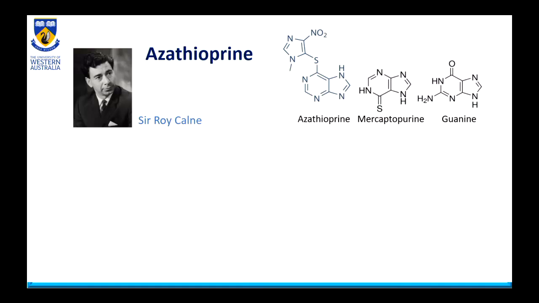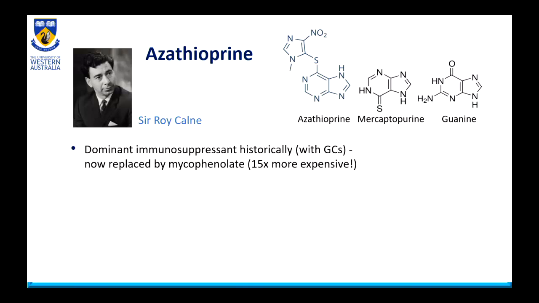So azathioprine, this just shows the structure of it with some of its analogues. Roy Calne was really important in the development of azathioprine. He wasn't the only person, of course, but he helped in the development of it, as well as being a surgeon. And of course, it makes sense that surgeons will be really important if they're going to be transplant surgeons, that they want to improve the drugs for immunosuppression. It's the dominant immunosuppressant historically, along with glucocorticoids. It was one of the first ones used. Except it's now replaced by mycophenolate, and the reason is that it's much more effective, but unfortunately it's also 15 times more expensive.